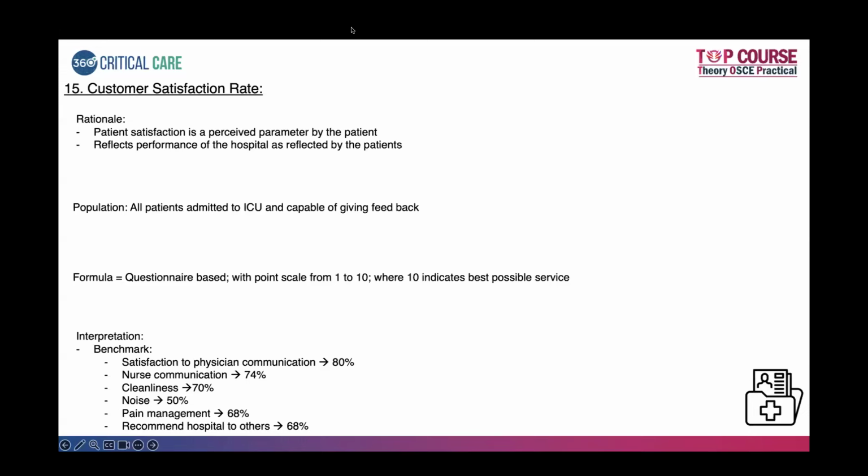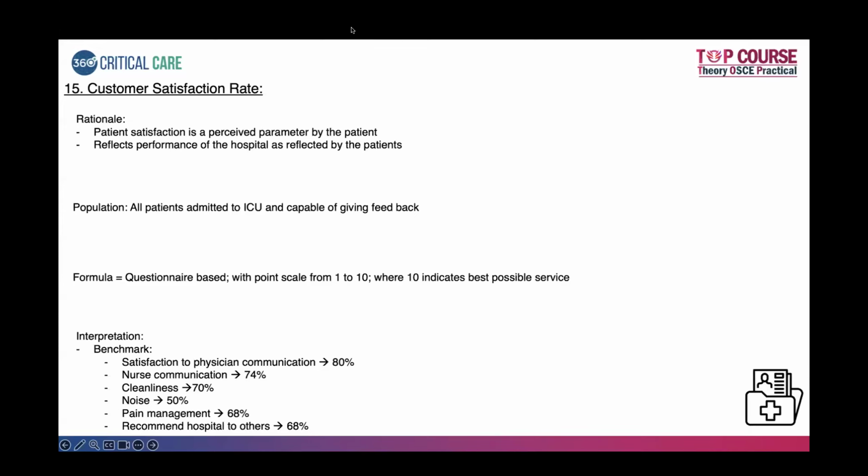68%. Just a small tip, in the exam, this is very unlikely to be asked. Just for completion, it was given. But if your bad luck is such that they ask, the benchmarks can be measured as a range between 50 to 80. Invariably, everything will come within that.